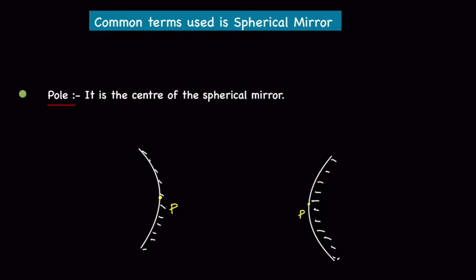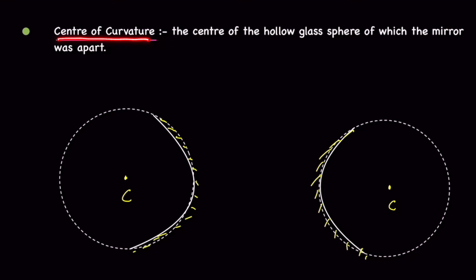Next is center of curvature. Center of curvature is defined as the center of a hollow glass sphere of which the mirror was a part. Suppose we are considering a concave mirror. We assume that this concave mirror is taken out from a spherical hollow glass. So this is the spherical hollow glass. And the center of this spherical hollow glass is considered the center of curvature.